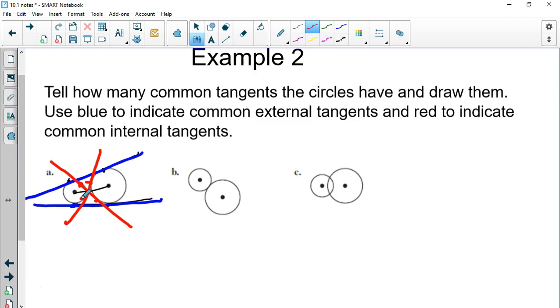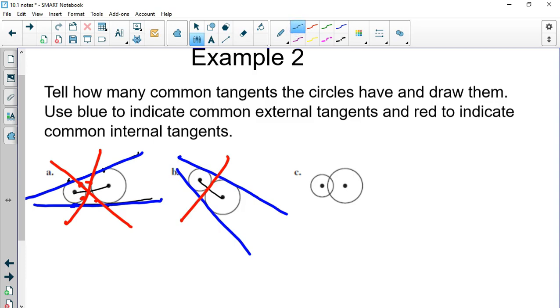Okay, so I'm going to draw my connecting points first. Okay, now my blue, my external, easy. Again, kind of just go on the outside. 1, 2, just touch the outside. And now the only way to touch a common one, since these are touching circles, the only way to do this is right here. Okay, so I have 3. 2 external and 1 internal.